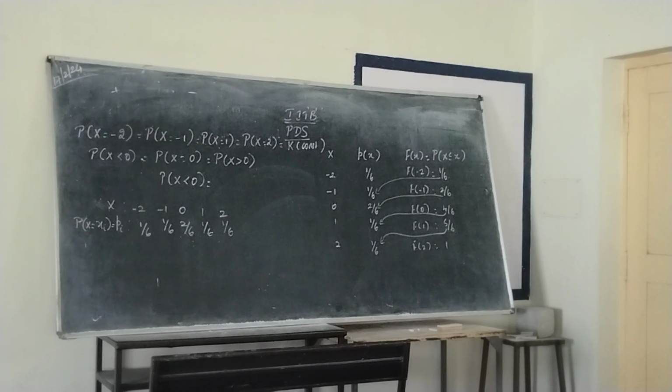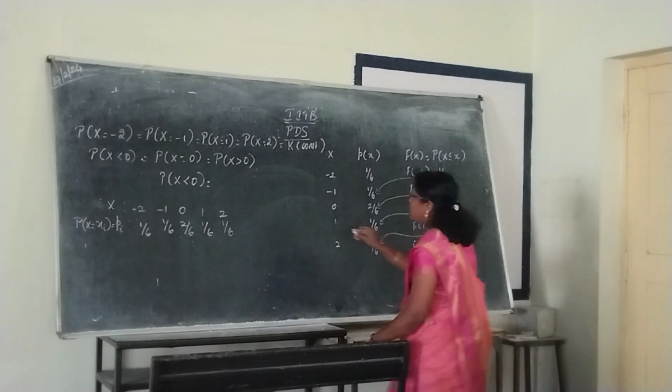Okay, so here in the discrete case we call it PMF, no? Probability mass function. In the continuous case we are going to call it PDF.